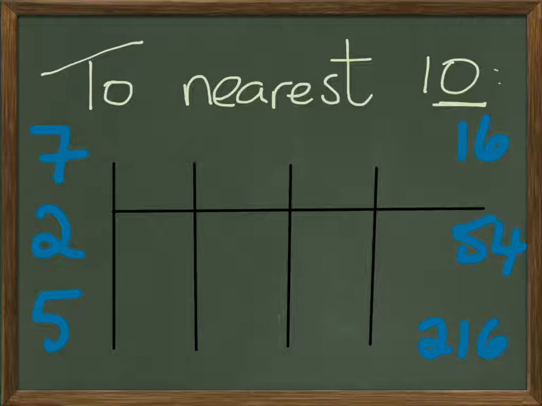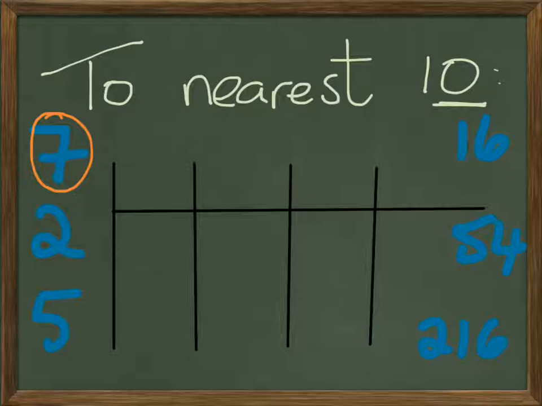When we're talking about rounding, it's moving a number to the nearest 10, 100, 1,000, or to the nearest 1 if we're looking at decimals. So here we're going to look at moving our numbers to the nearest 10. This helps us with estimation amongst other things. So to the nearest 10 we've got over here a 7.